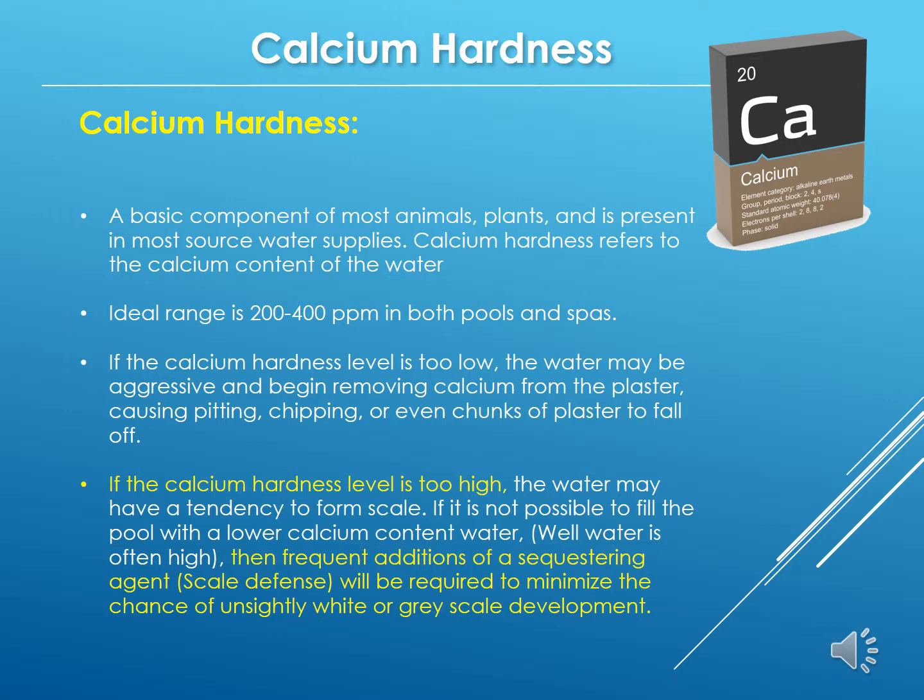If the calcium hardness is too high, the water may have a very high tendency to form scale. If it's not possible to fill the water from a lower calcium content source, well water is often very high, sometimes municipal water is lower, then frequent additions of some kind of sequestering agent or scale defense will be required to minimize the chance of unsightly white or gray scale developing all over the plaster.